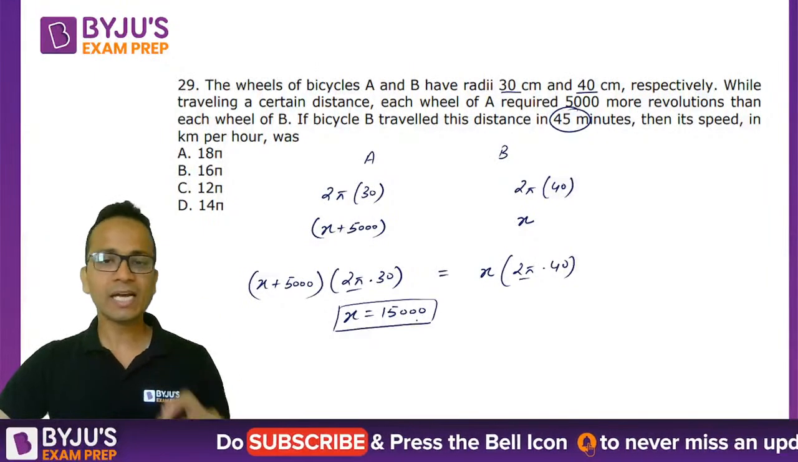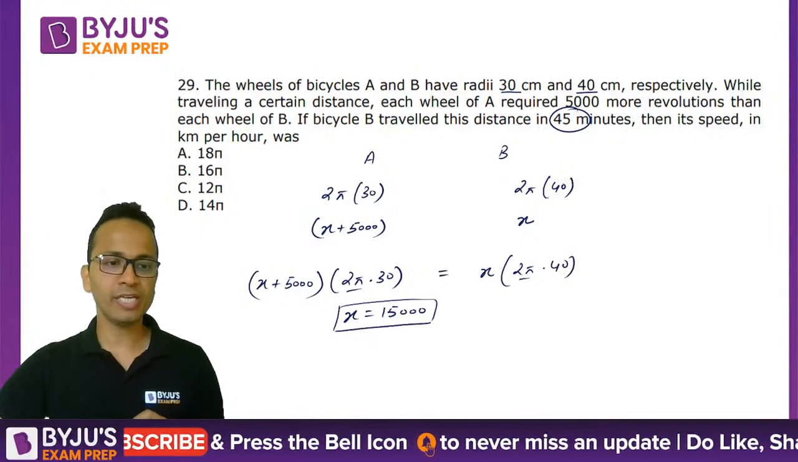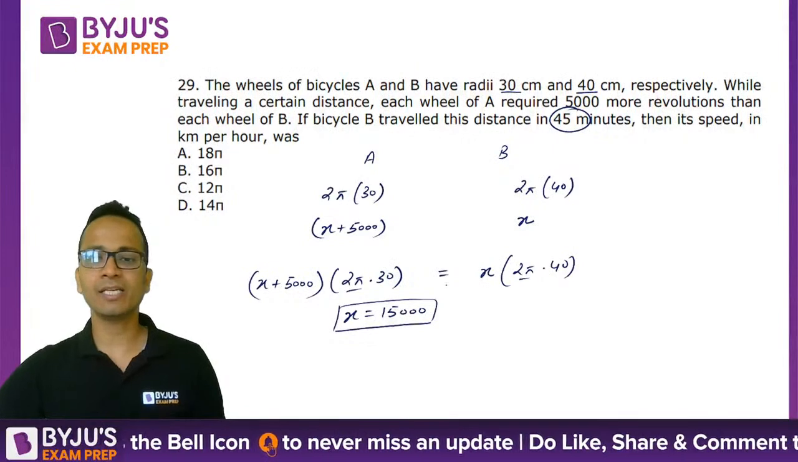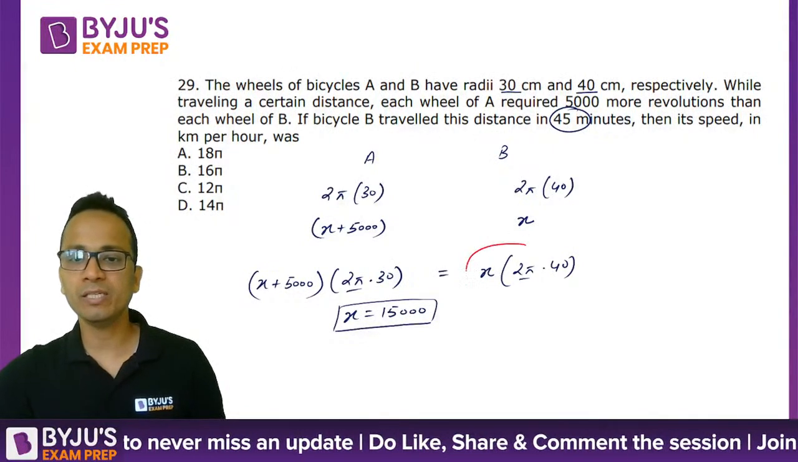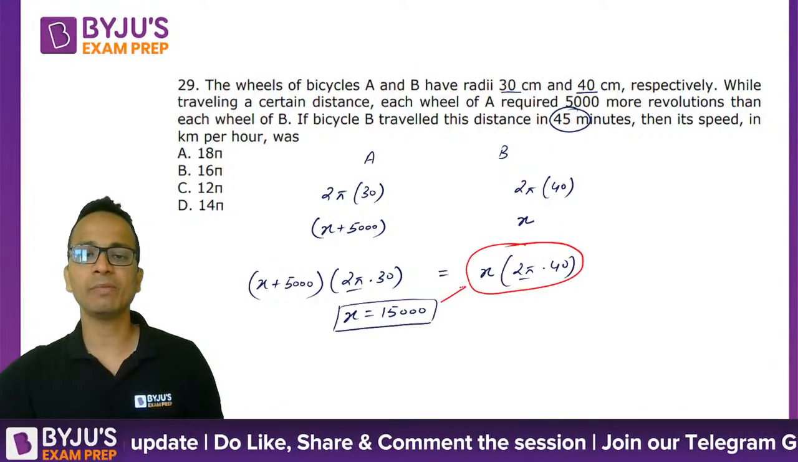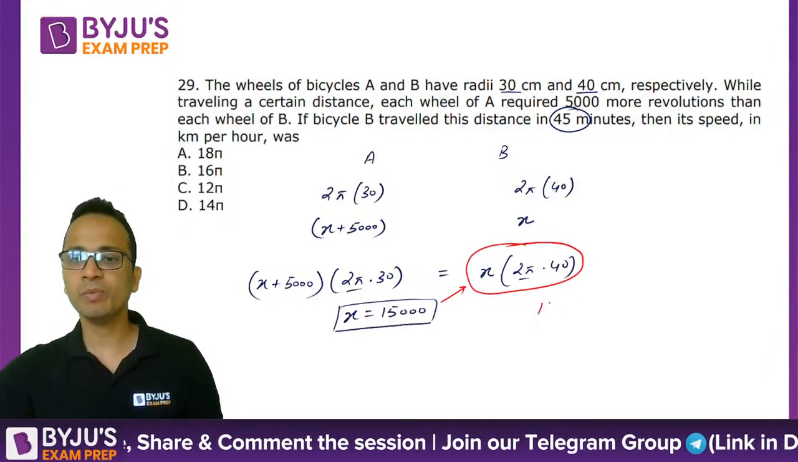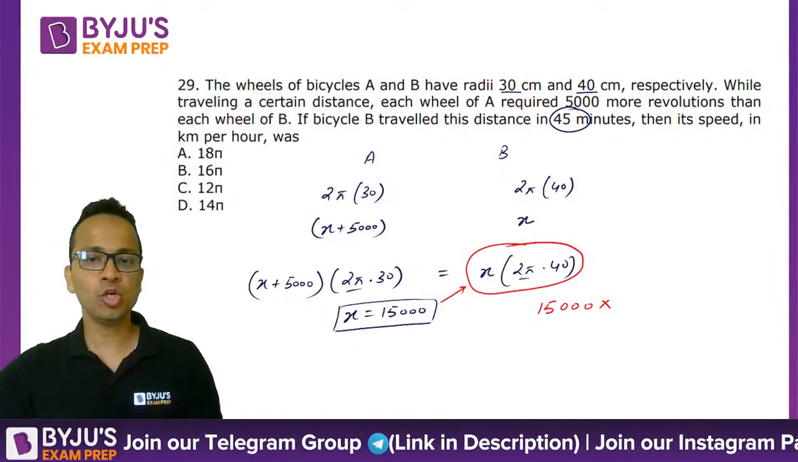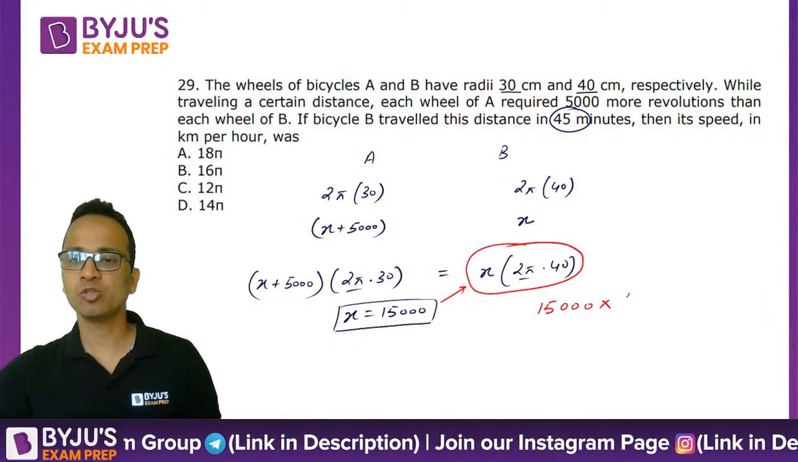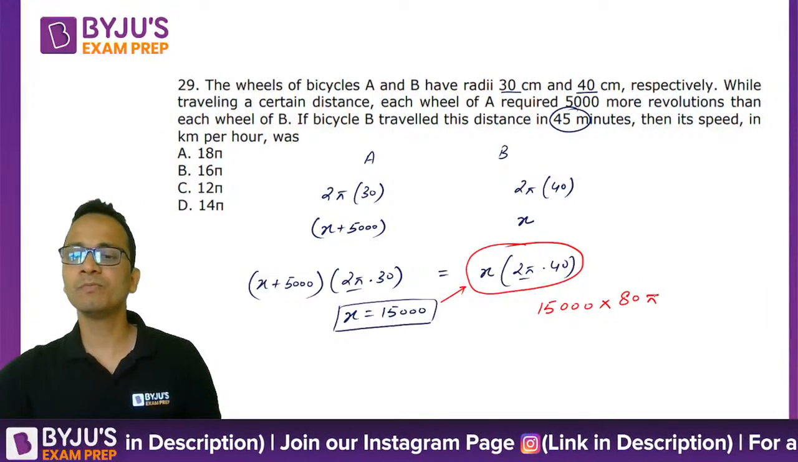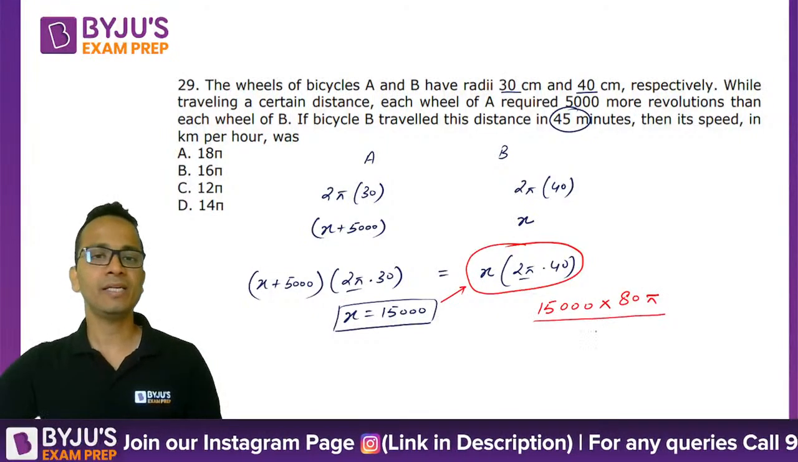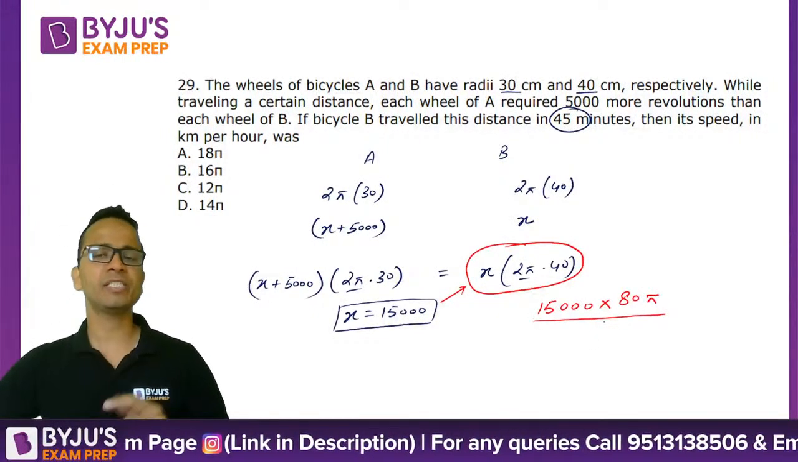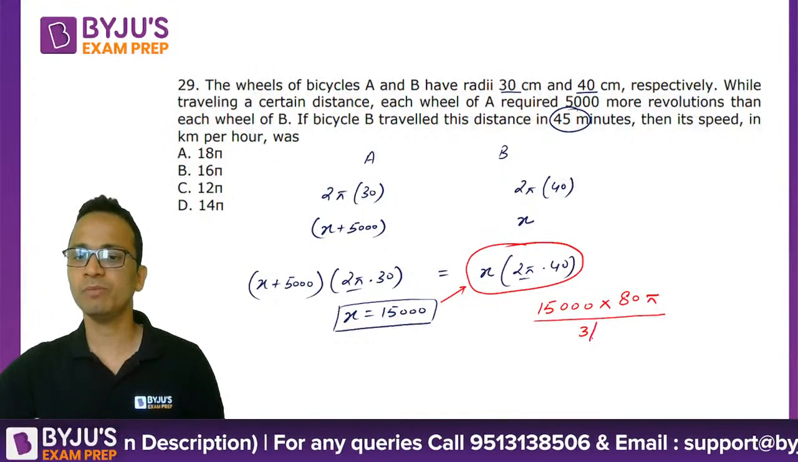So X is the number of revolutions, right? So from here we calculate the distance. So distance will be this one. We substitute the value of X here. So distance will be 15,000 multiplied by 2 pi 40. So I write this as 80 pi. Okay, divided by time, that is 45 minutes. Let us convert it into hours, 3 by 4.